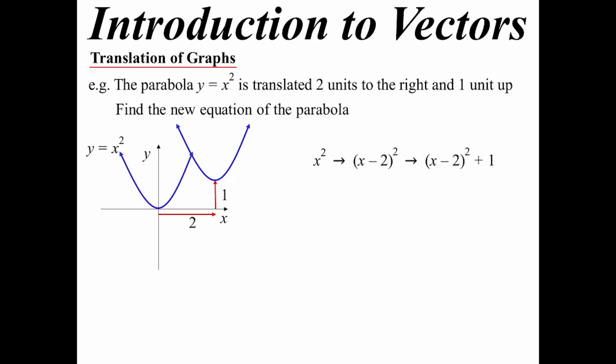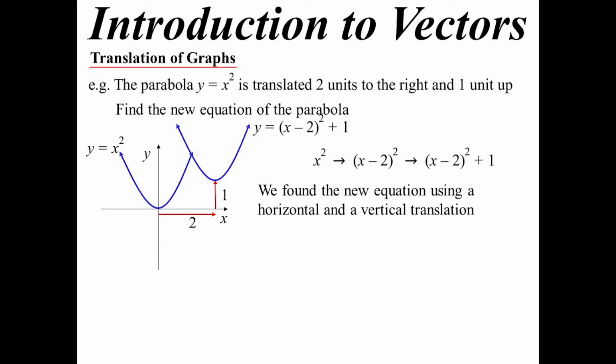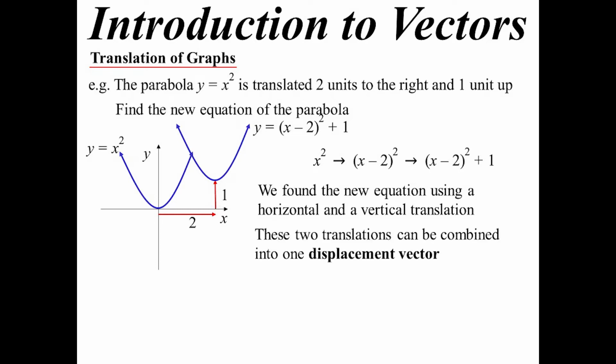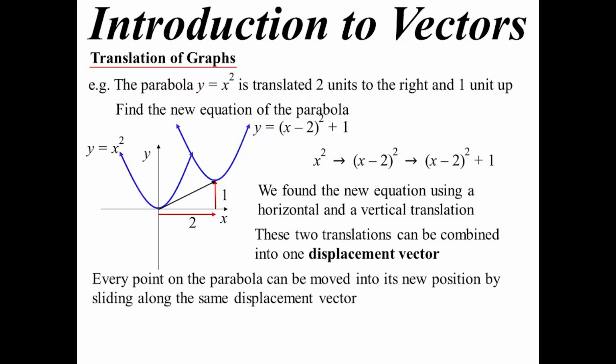So with 2 moves, I went from x squared, it became x minus 2 all squared, and then I moved it up and it became x minus 2 squared plus 1. But if I combine those horizontal and vertical translations, voila, into one translation, I'll just use the fancy word, vector. That's what we call a displacement vector. We're displacing the point from where it originally was to where it's going to.